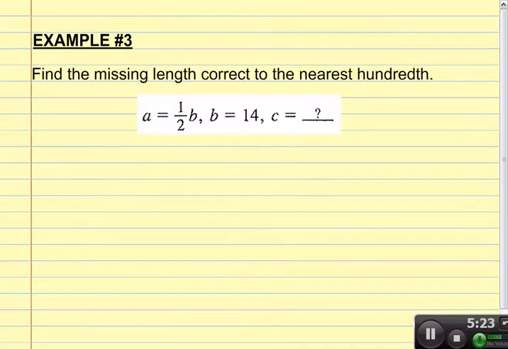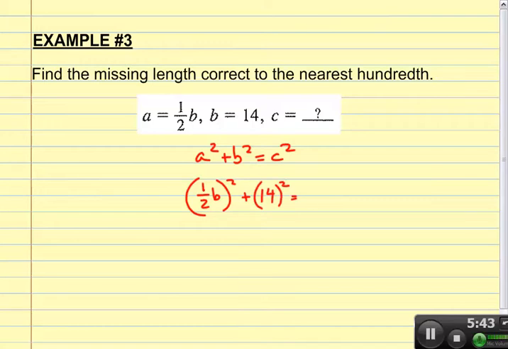Keep rolling here. Find the missing length correct to the nearest hundredth. All right, well, I know the theorem says a squared plus b squared is equal to c squared. Let's fill in what I know. I know that a is equal to half b. So that means (1/2 b) squared plus b is 14. All right, so 14 squared is equal to c squared. Okay, let's see.